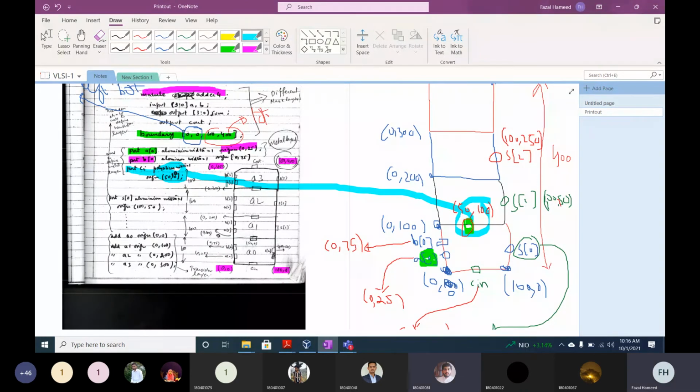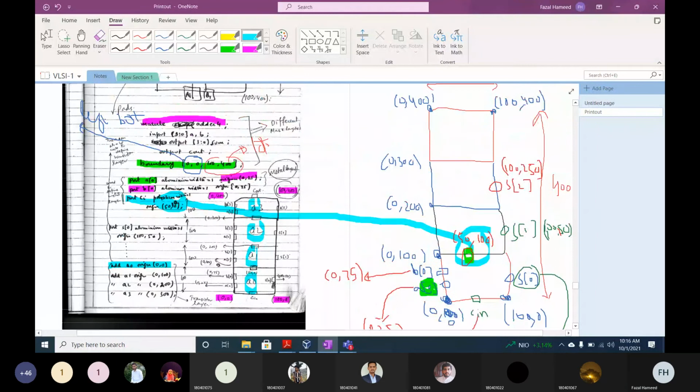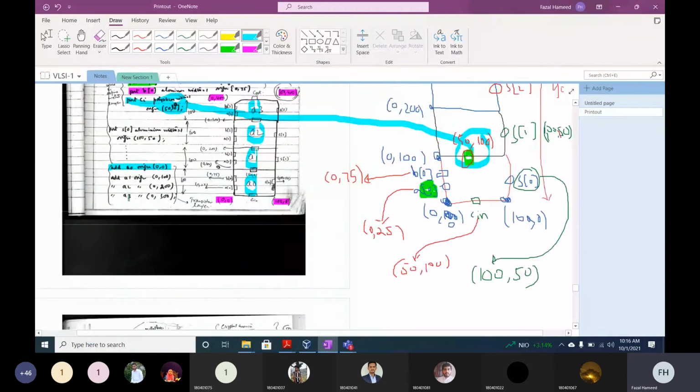Okay. Now, if you look at A0, this is your adder A0. This is adder A1. This is adder A2, and this is adder A3. If you look at A0, origin is 00. At A1 origin is 0, 100, and something like that.